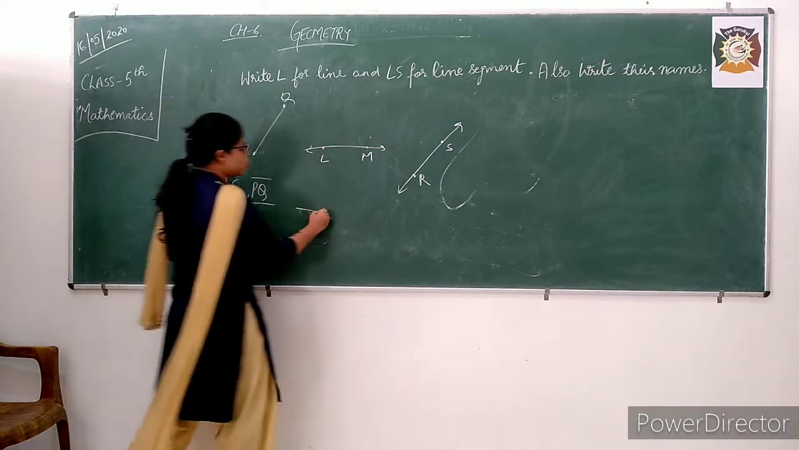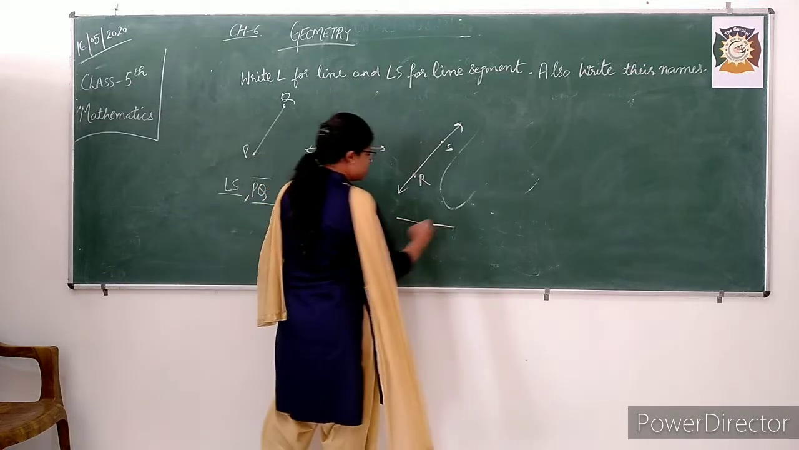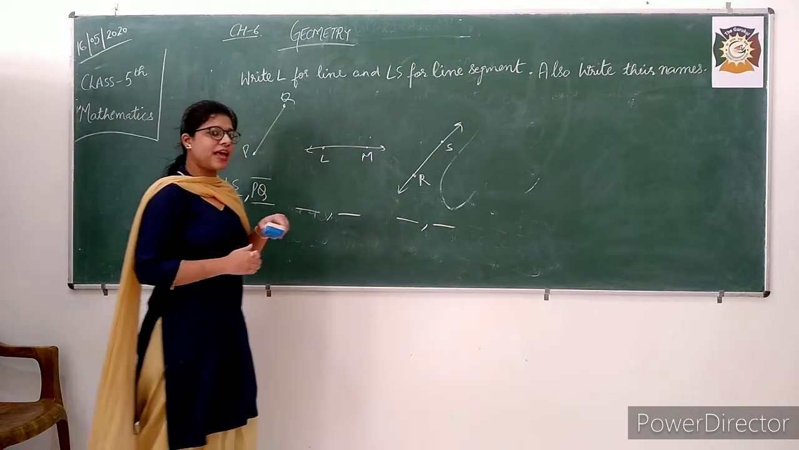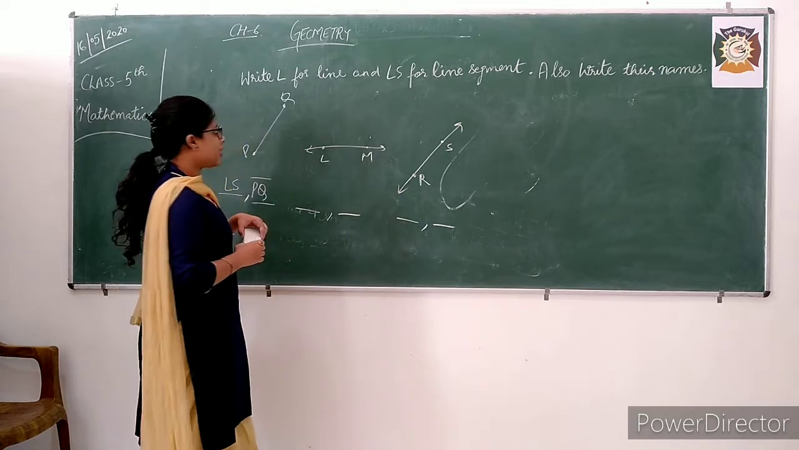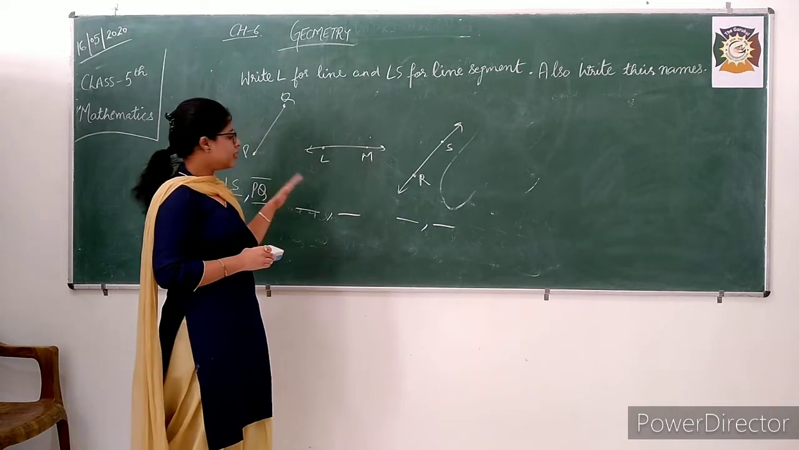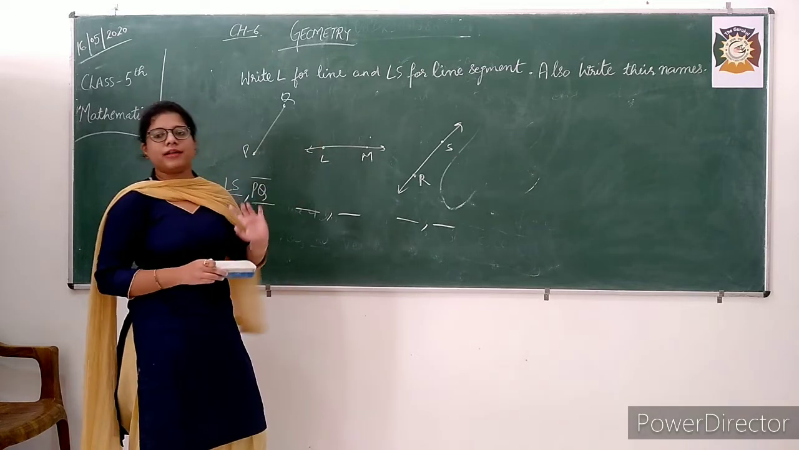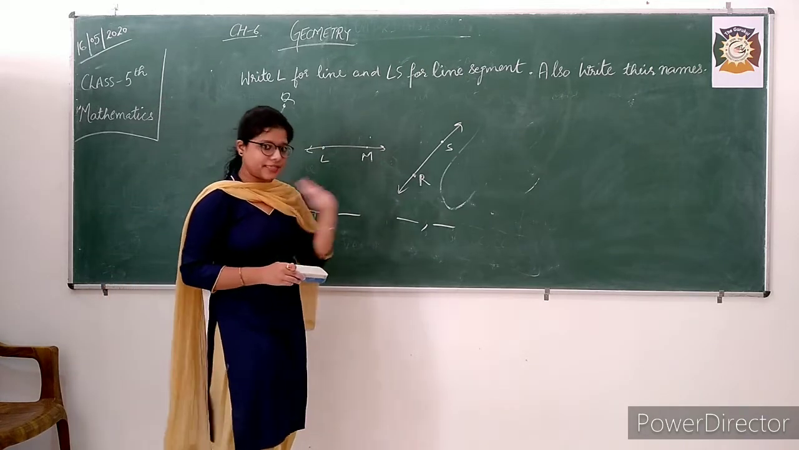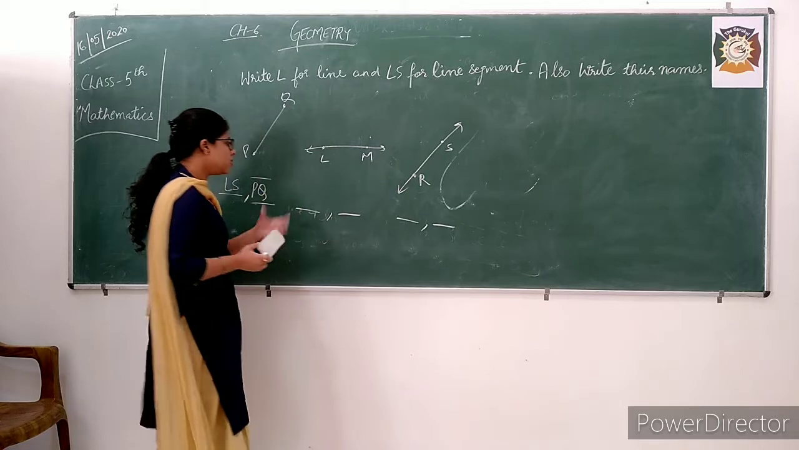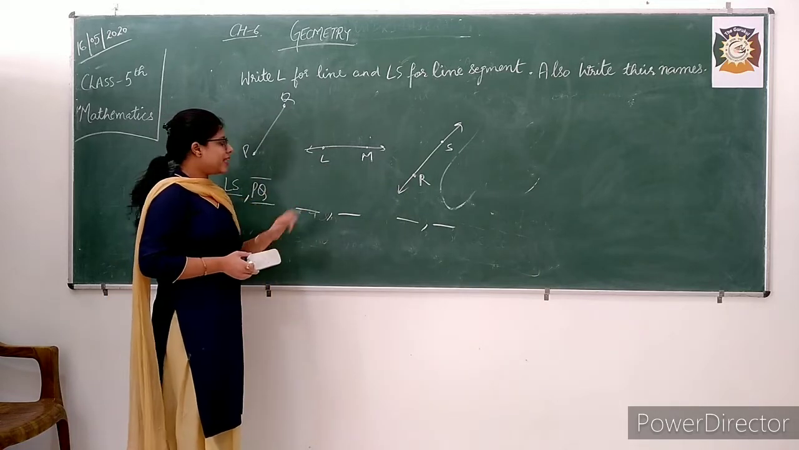You are given 2 plans in each question. In the first plan, you have to write L or LS depending on your answer. And in the second plan, you have to write the name of the line or the line segment that you notice.